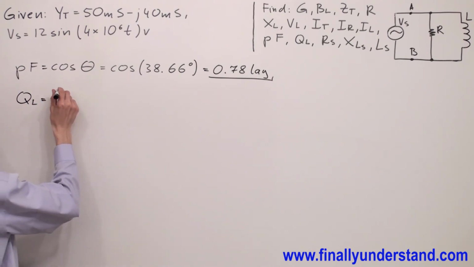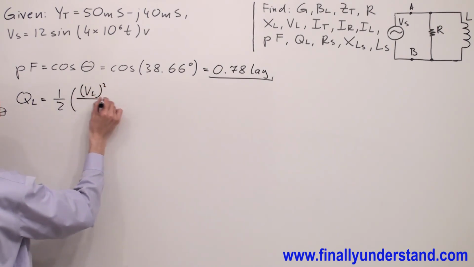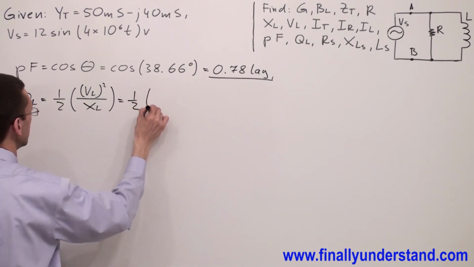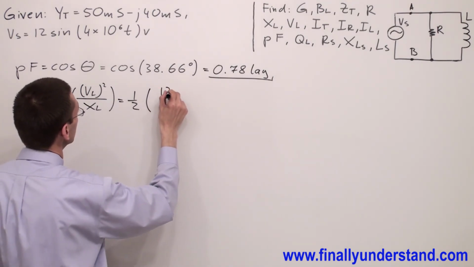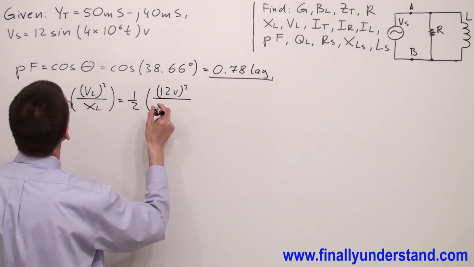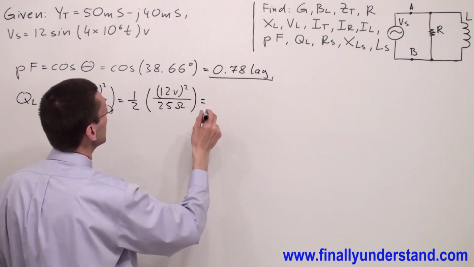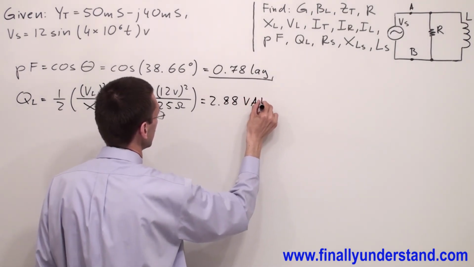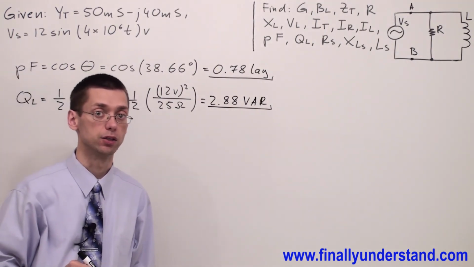Next, we're supposed to find reactive power. QL is equal to 1/2 VL to the second power over X of L. So I have 1/2 VL, which is equal to voltage source, which is equal to 12 volts, to the second power over X of L, which is equal to 25 ohms. So QL is equal to 2.88 volt amp reactive. Okay, so this is the reactive power in my circuit.